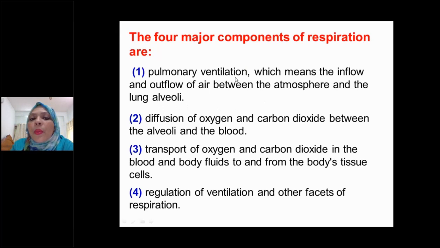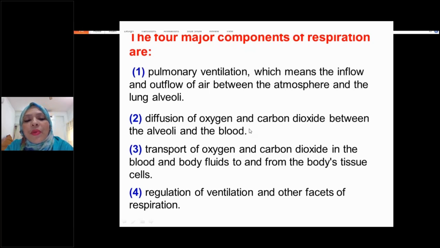Number two, diffusion of oxygen and carbon dioxide between the alveoli and the blood. That is transport of oxygen and removal of carbon dioxide between alveoli and the blood. This is the second function of respiration. Number three, transport of oxygen and carbon dioxide in the blood and body fluids to and from the body's tissue cells. ঠিক আছে, অক্সিজেনটা ট্রান্সপোর্ট হয়ে from lungs to the টিস্যুতে যাবে এবং কার্বন ডাইঅক্সাইডটা, it is a metabolic waste product, এটা টিস্যু থেকে লাংসে চলে আসবে for removal purpose.